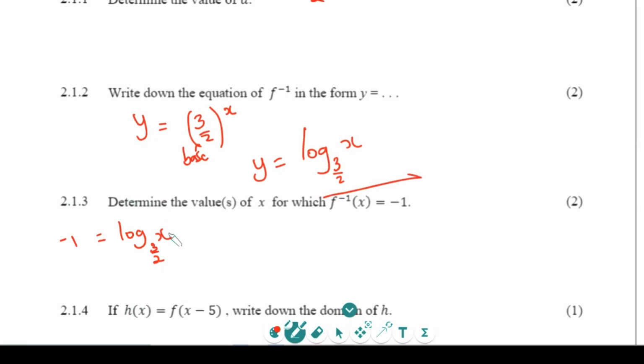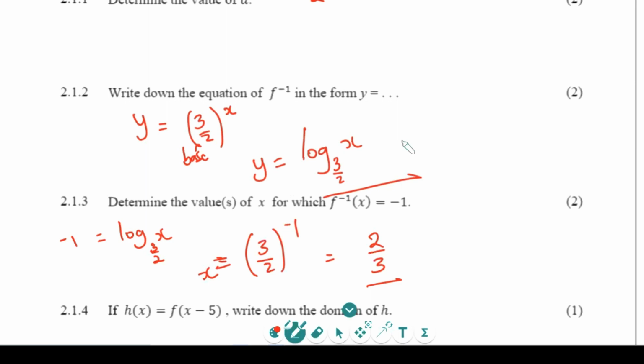So I'm just going to switch the x and the -1. I'll still use the same base, which is 3/2. So I'll say x is equal to 3/2, and then my exponent is -1. When I put this in the calculator, things are going to switch around. So my answer has to be 2/3.